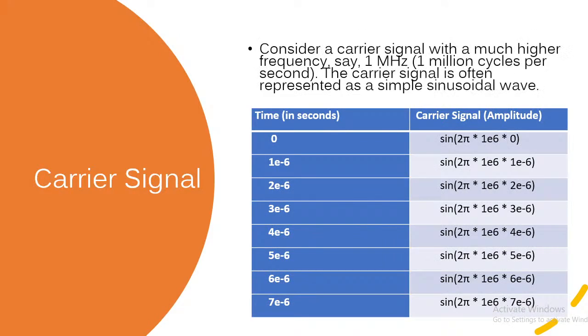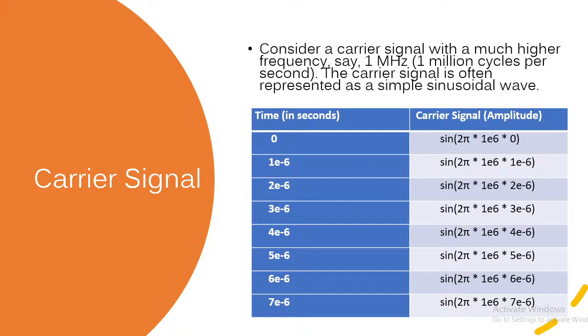Now for the carrier signal, we have a 1 megahertz carrier signal. So much higher, that was 1 kilohertz, this is 1 megahertz. So 1 million cycles per second. So here what will happen? Time 0, then next time will be 1 into 10 to the power minus 6, 2 into 10 to the power minus 6, up to 7 into 10 to the power minus 6.